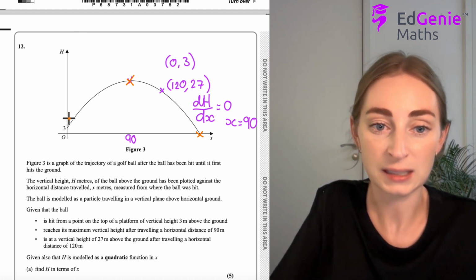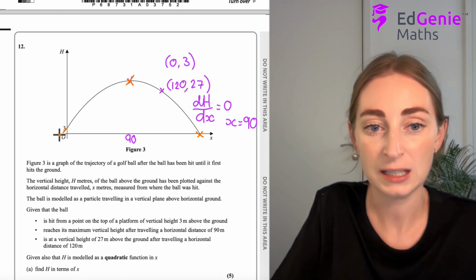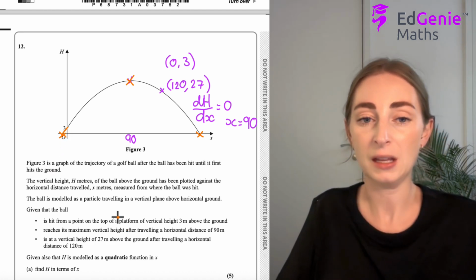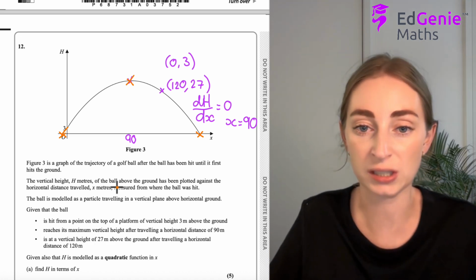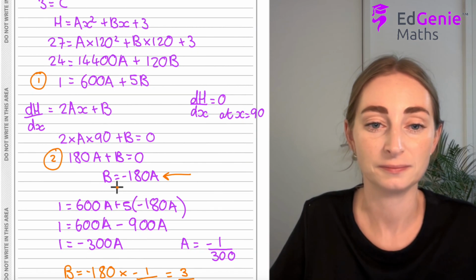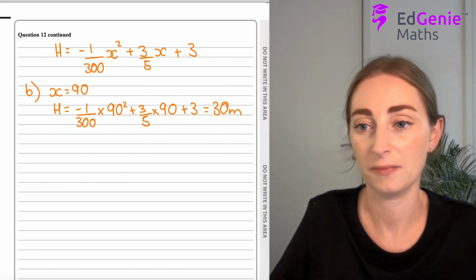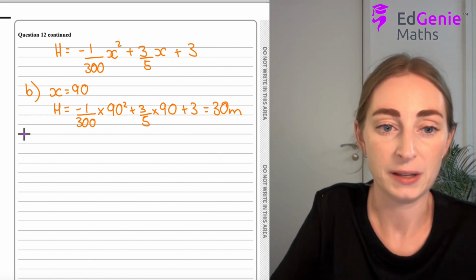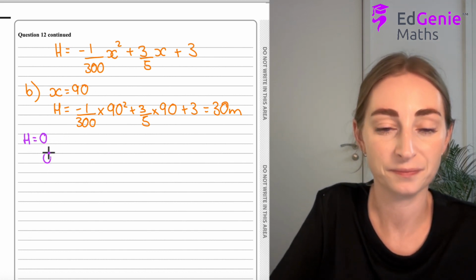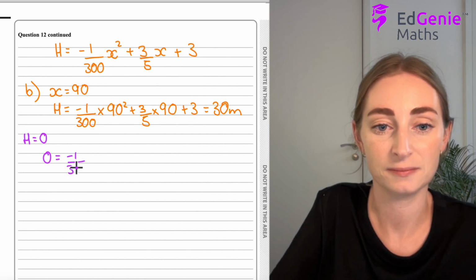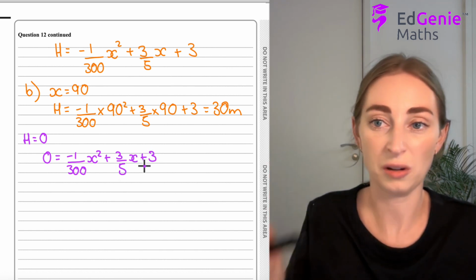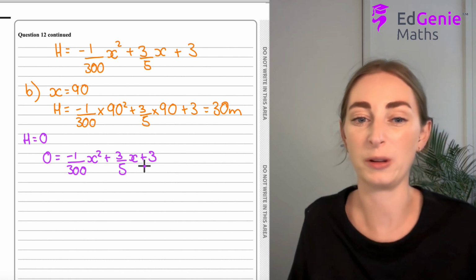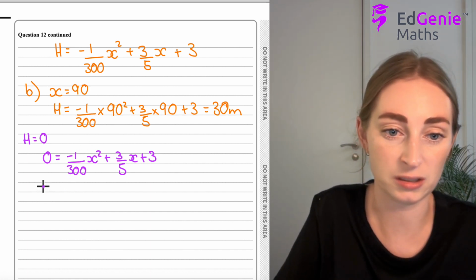But because this is a quadratic, if I continue this graph, can you see how I'm also going to get a solution there? So I'm expecting to get 2 x values. One's going to be negative, one's going to be positive, and then we're just going to take the positive. So h equals 0. And we just want to go straight for the quadratic formula here because there's no point wasting time rearranging. Let's just go for it.